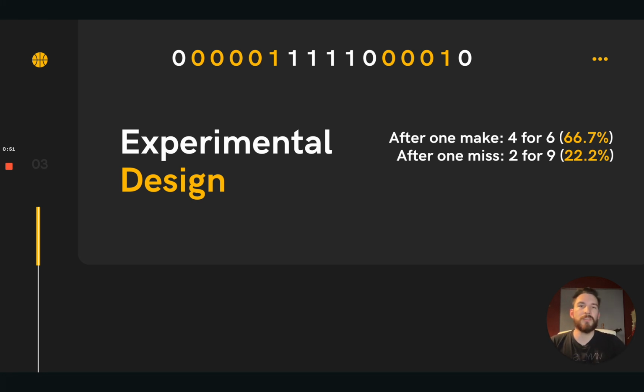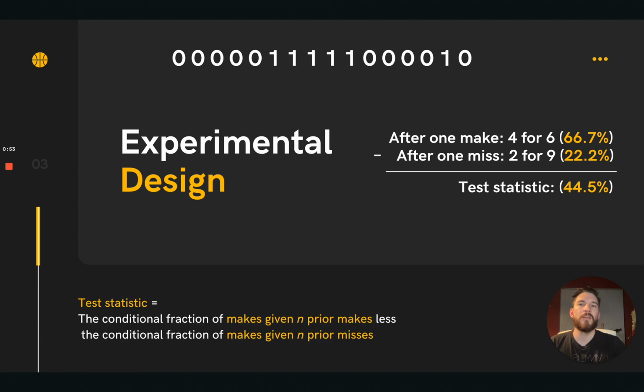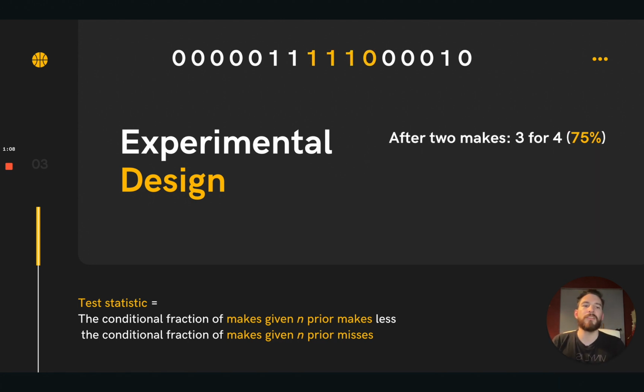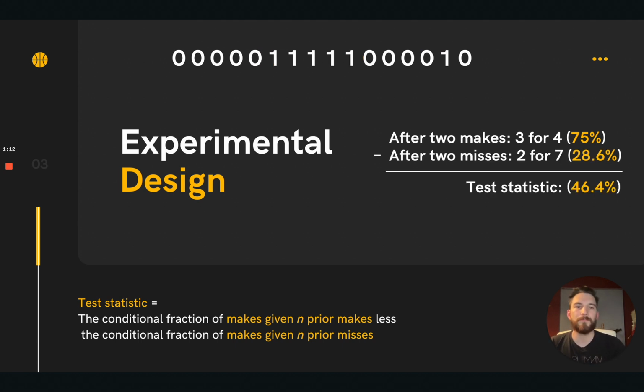The difference of those conditional fractions gives us a test statistic, which will act as our gauge of hot-handedness. If this number is abnormally high, the player will have made a much higher percentage of shots following makes compared to shots following misses, something that we might expect from a player with a hot hand. We aren't limited to looking only at shots following a single make or miss either. We can take the same approach with streaks of different lengths.